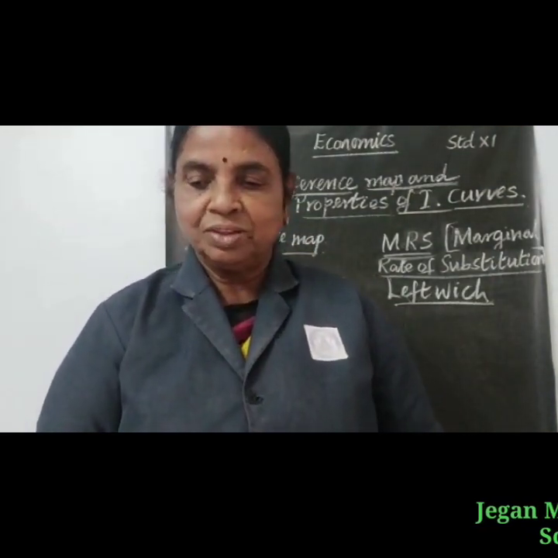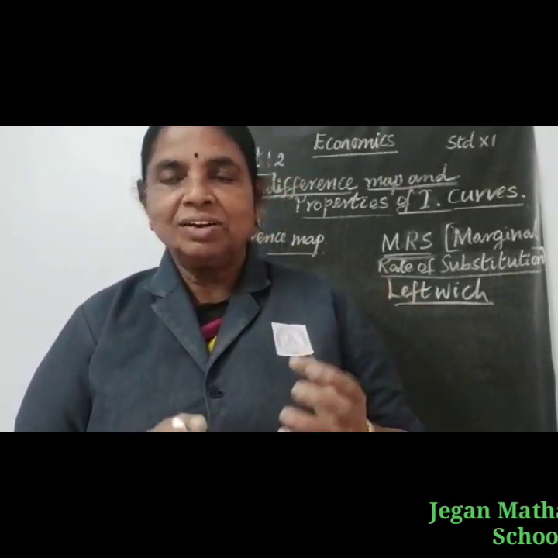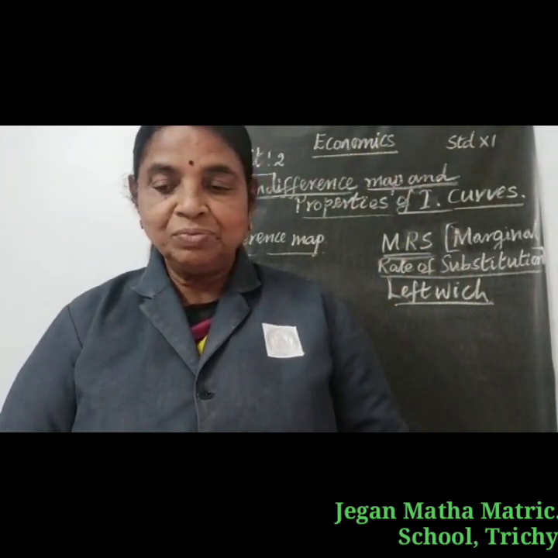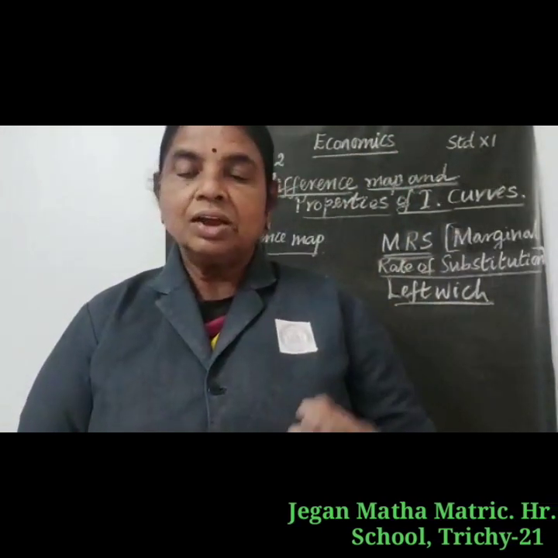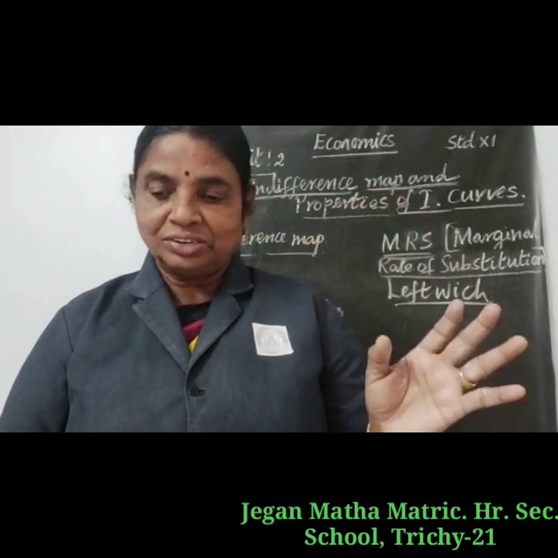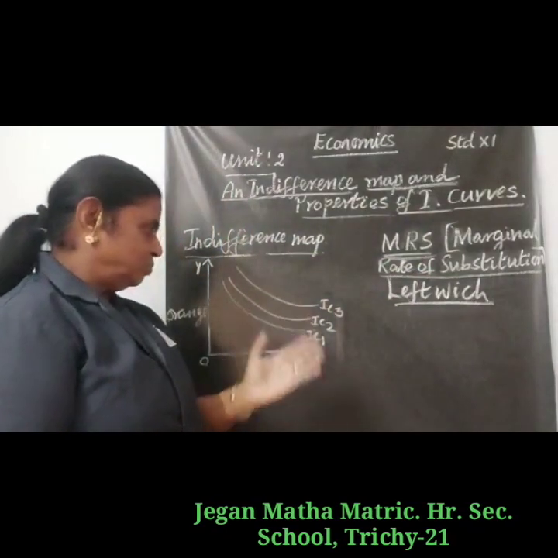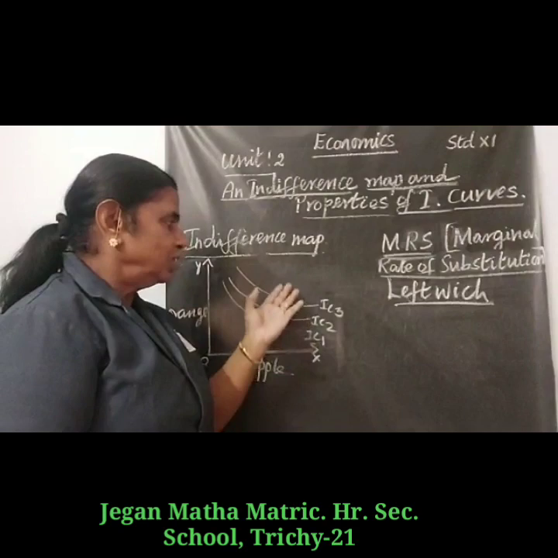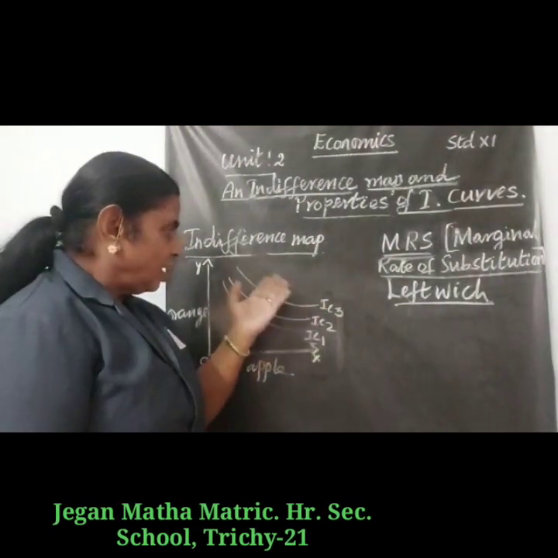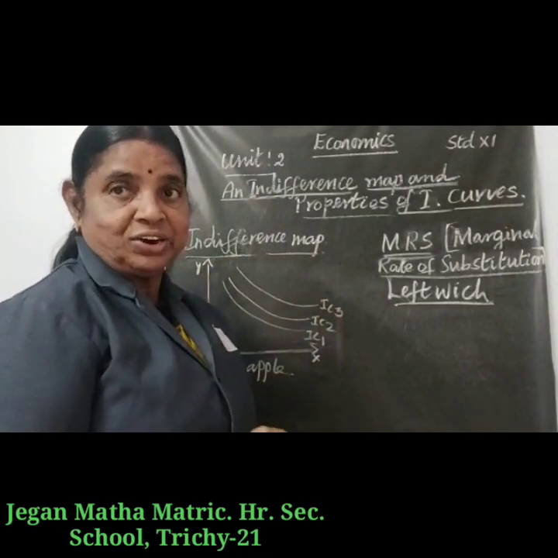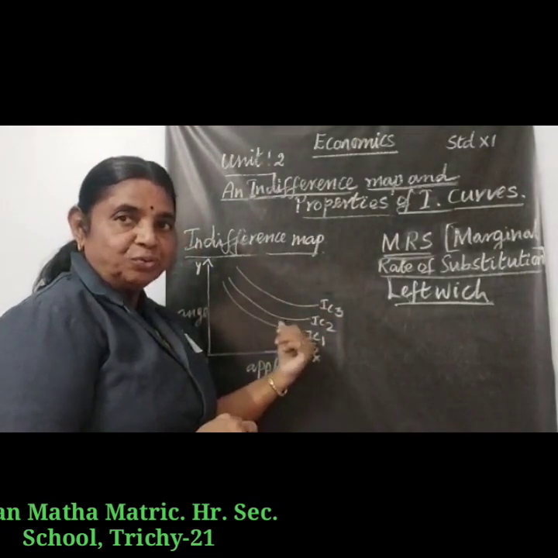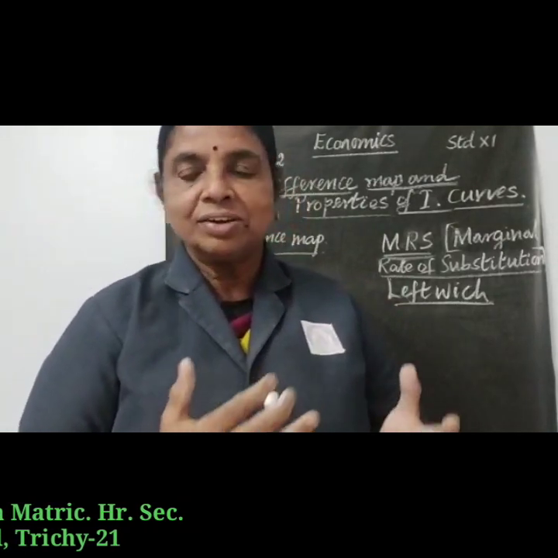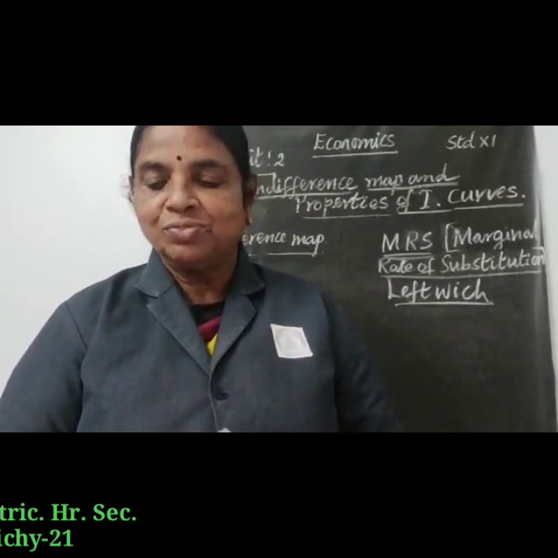So what is an indifference map? An indifference map is a family or collection or set of indifference curves corresponding to different levels of satisfaction. That's what we can see in this indifference map. Indifference curve 1, the lower level, gives less satisfaction compared to indifference curve 3, the upper level. The upper level indifference curve 3 gives higher satisfaction compared to indifference curve 1.